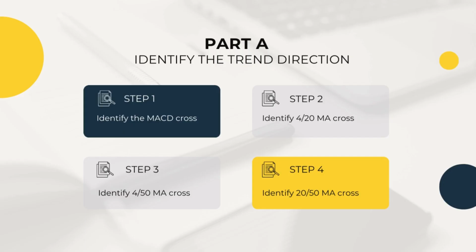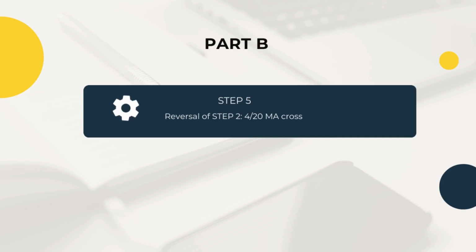Next, identify the trend direction. Then, step 1, identify the MACD cross. Step 2, identify the 4-20 cross. Step 3, identify the 4-50 cross. Step 4, identify the 20-50 cross. Step 5, reversal of step 2. This is the 20-50 cross. The 4 moving average will cross above or below the 20 moving average depending on the direction of the trend.